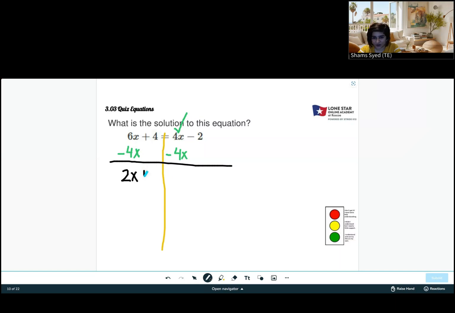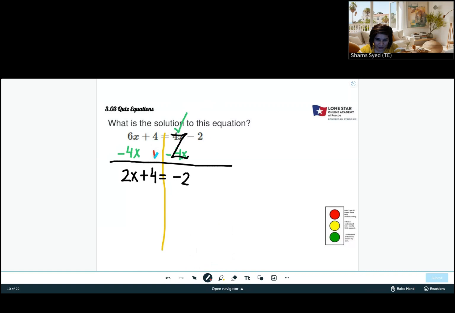Yes, Vida, you're right. A positive 4x minus 4x cancel each other out. You're left with a negative 2. This is our old friend from 7th grade now. It is that two-step equation you all learned before coming to this 8th grade class.